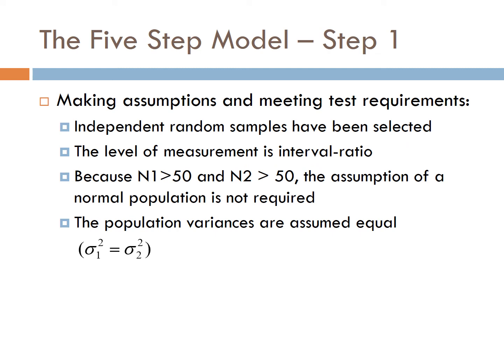So we make assumptions in meeting test requirements. Again, the same step 1, but now we have different discussions underneath it. Independent random sample has been selected. The level of measurement is interval-ratio. We know that the n of 1 is greater than 50 and the n of 2 is greater than 50. The assumption of a normal population is not required. The population variances are assumed equal.